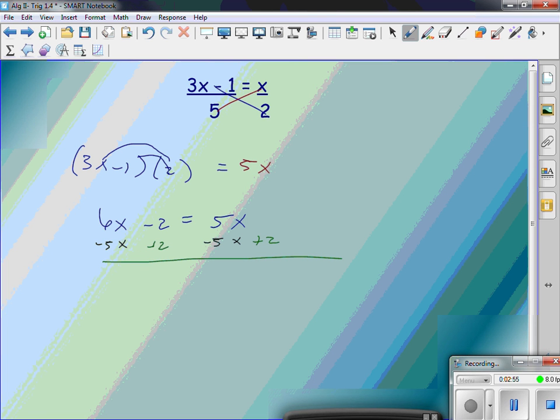In Algebra 2 trig, I'm assuming that you know how to do the basic movement in algebra. You can do it in one step. 6x minus 5x is x equals 2. That's it. Most of the mistakes are done right here. You forget to distribute that 2 to the 1. Or you forget to distribute it to the 3x.